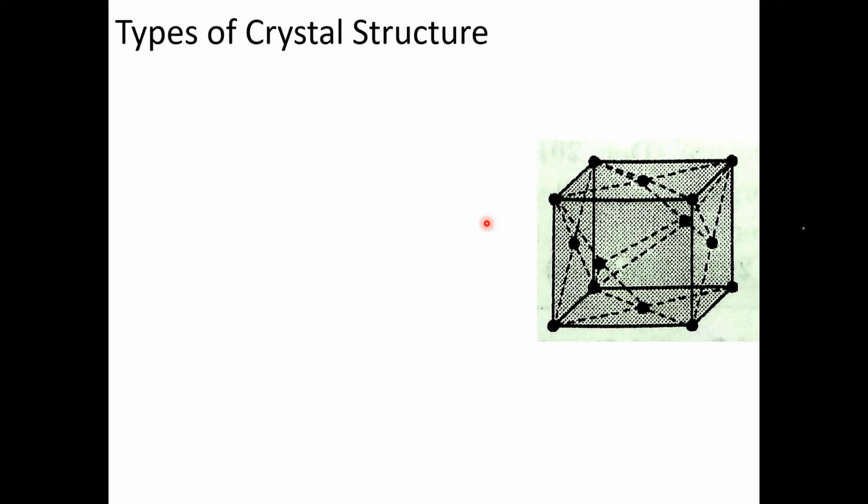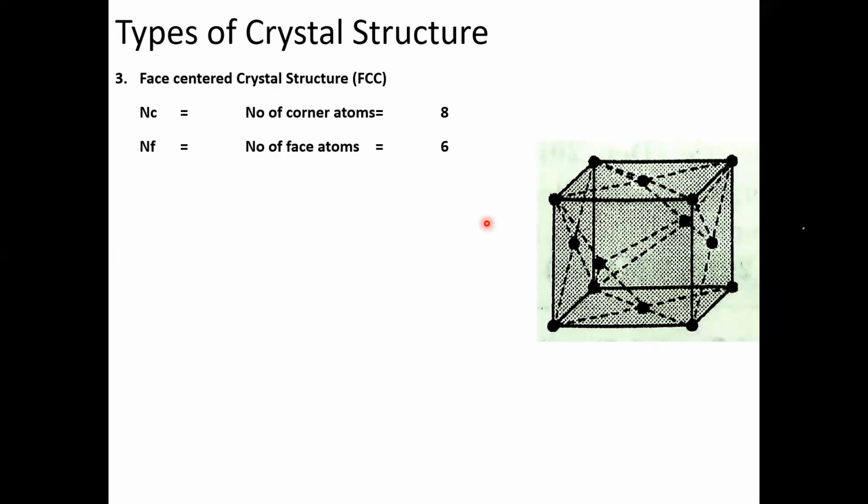Okay. And how many interior atoms are there? 0. No interior atom is there, because it is face centered cubic. So every face has its center atom. So face centered cubic, number of corner atoms are 8. Number of face centered atoms are 6. Number of interior atoms are 0.